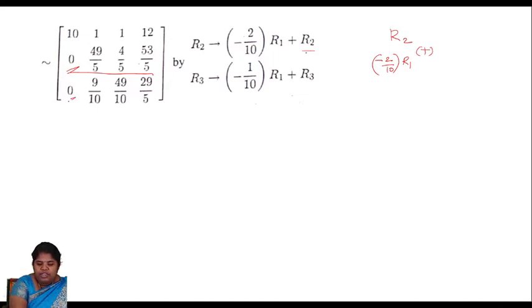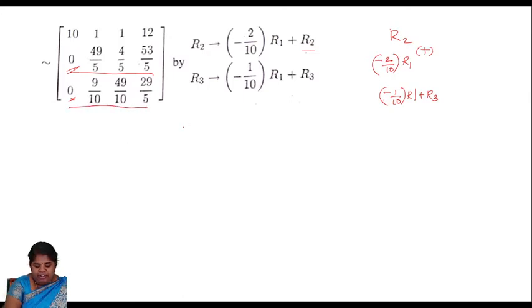Also, to become 0 here, we multiply row 1 by minus 1 by 10 and add with row 3. We get the values 0, 9 by 10, 49 by 10, 29 by 5.